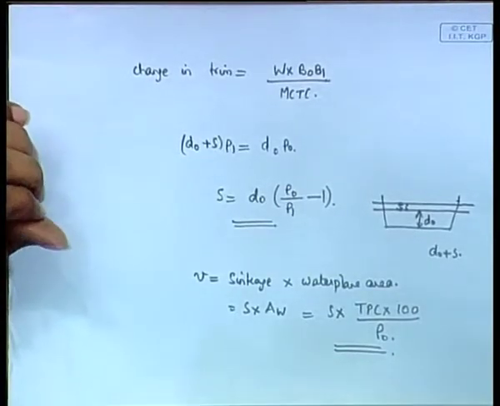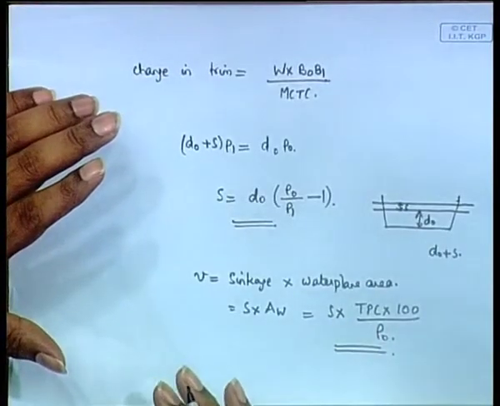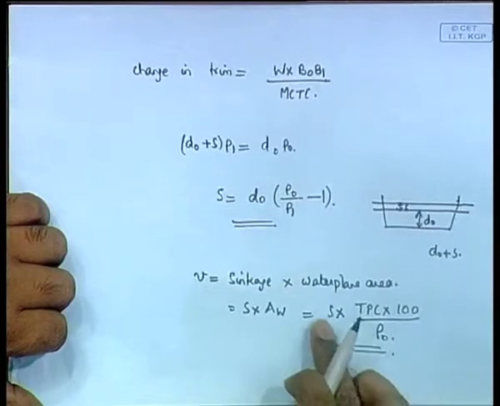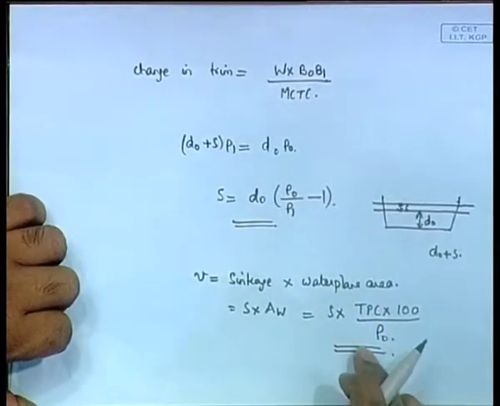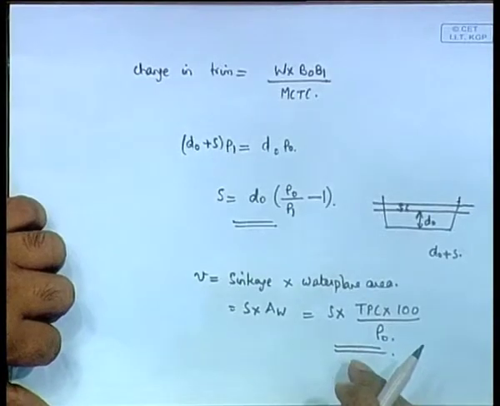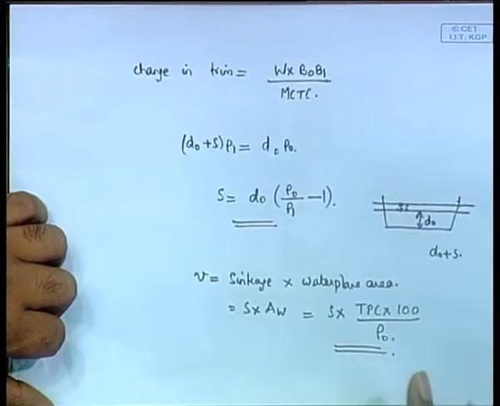So, we have seen some methods till now whereby you can find the sinkage. W by TPC is one of them. That is the main way of finding the sinkage. So, once you have that, you can use these expressions to find the increase in volume. TPC into 100 by rho naught is AW, the water plane area.